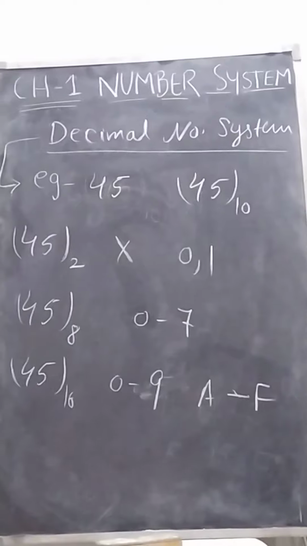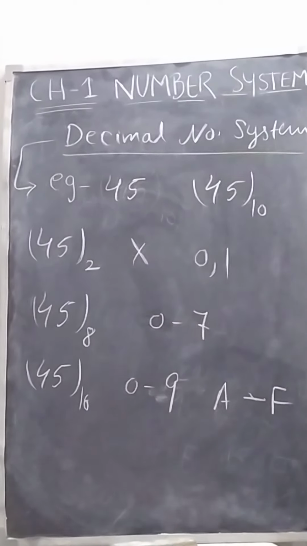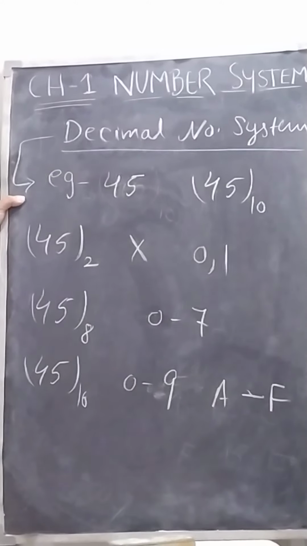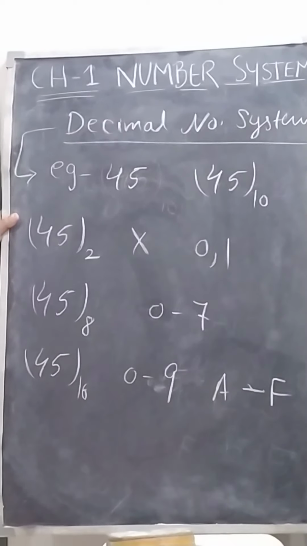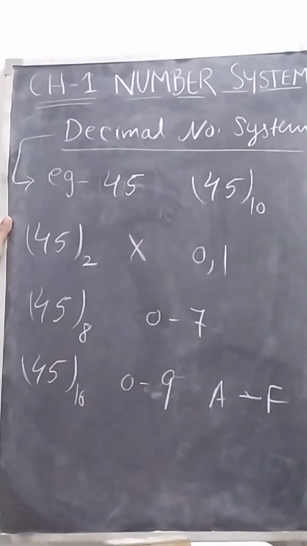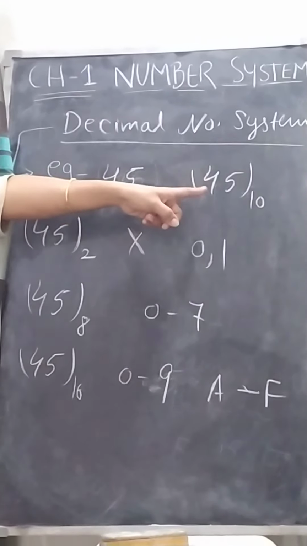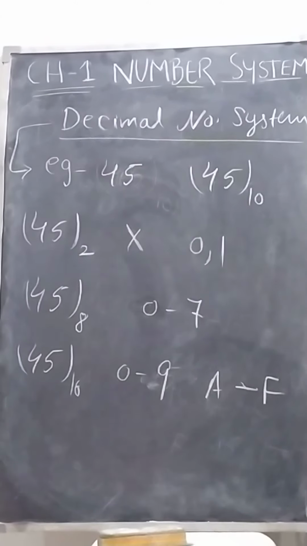So we have studied that every number system works on the basis of positional value. For example, in decimal number system there is 45, as we studied in mathematics also, because in mathematics we are using our decimal number system. So we can write 45 in brackets with base 10, so we can write 10 here also.